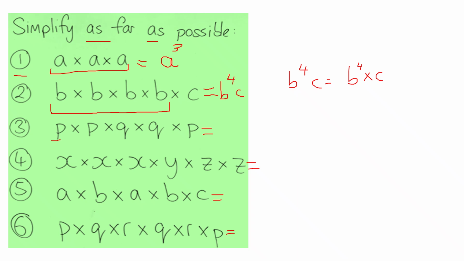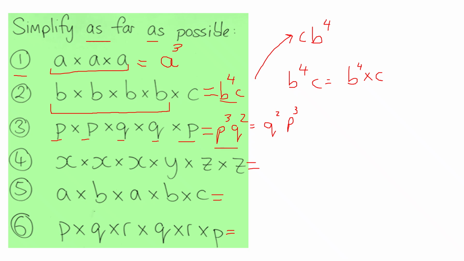Next up, question number 3, p times p times q times q times p. Well, p times p times p is p cubed, or p to the power of 3. Then I've got q times q is q squared. So we have p cubed, q squared. Okay, or you might also write it as q squared, p cubed. Either answer would suffice. Similarly here, if you put down c b to the power of 4, that's completely fine as well. Okay, but I prefer to write here in alphabetical order.